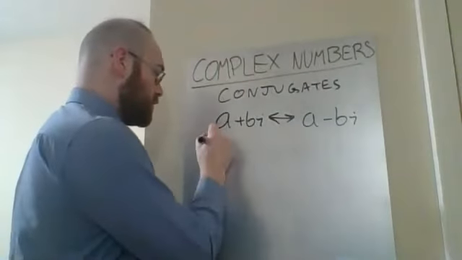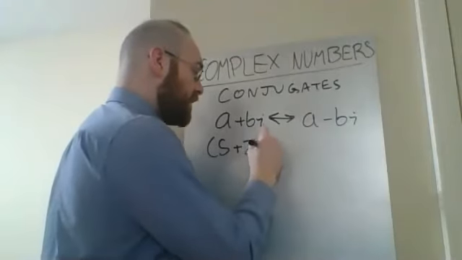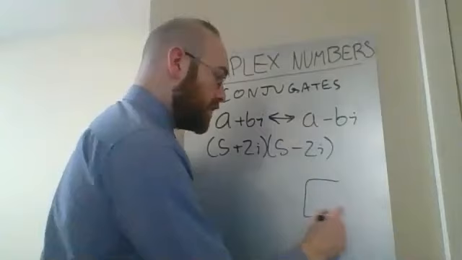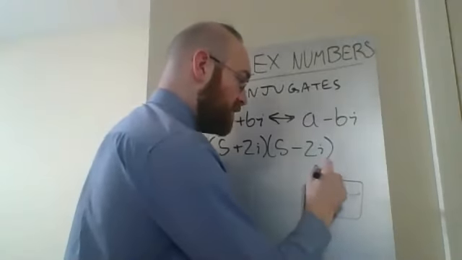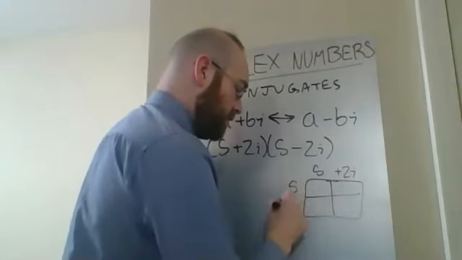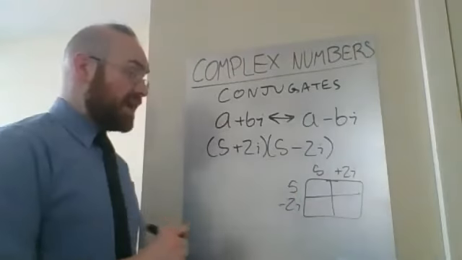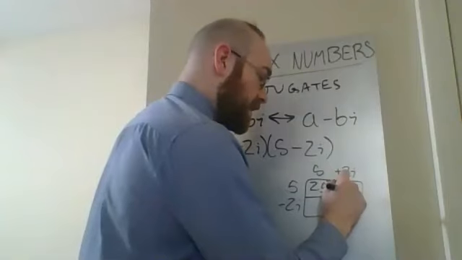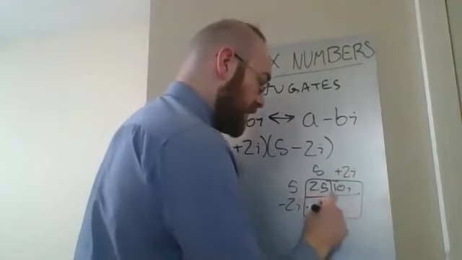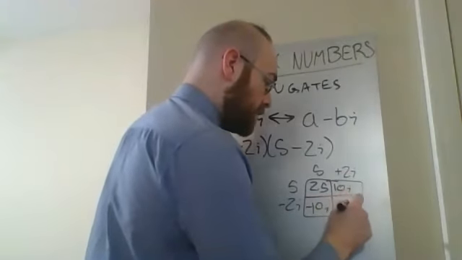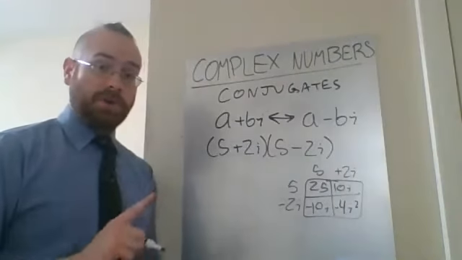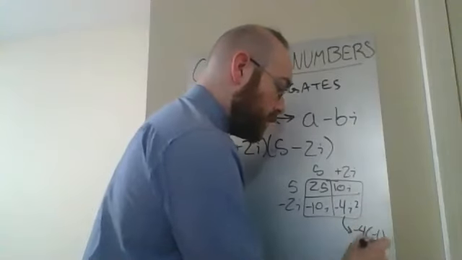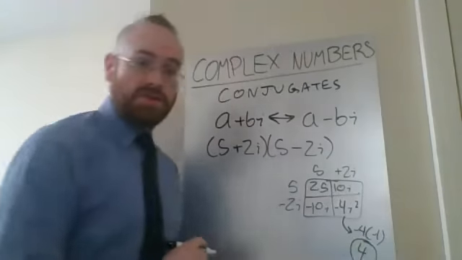So let's say we start with the same two numbers, 5 plus 2i and 5 minus 2i. Over here, I'm going to write out my box: 5 plus 2i, 5 minus 2i. 5 times 5 is 25. 5 times 2i is positive 10i. Then we have negative 10i and negative 4i squared. But remember, i squared turns into negative 1.